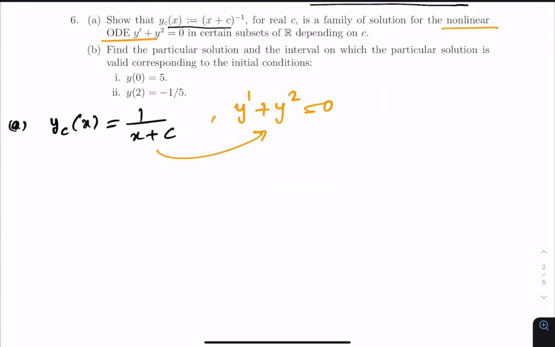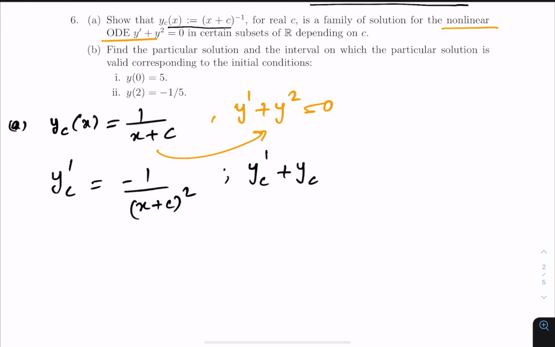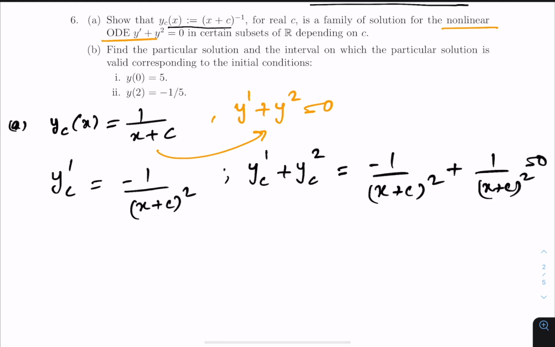satisfying this differential equation. So let's differentiate y_c. If you differentiate it, you will see that it's minus 1 over (x plus c) whole square. So what is y_c prime plus y_c square? y_c prime is minus 1 over (x plus c) whole square and y_c square is 1 over (x plus c) whole square. That's 0. So it satisfies the differential equation, right?